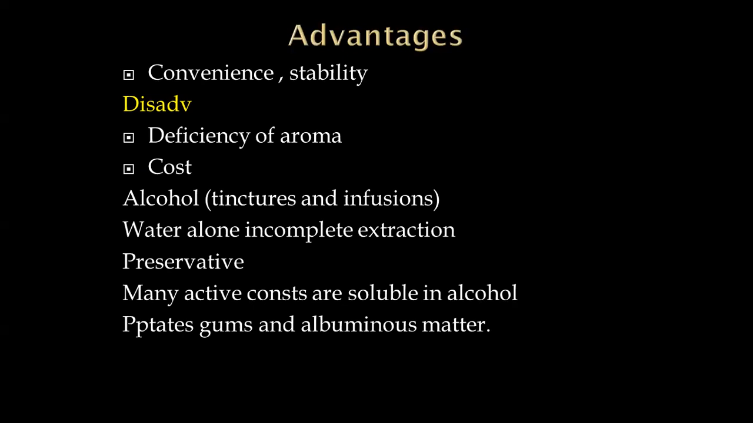This concentrated infusion, which we prepare in terms of tinctures and infusion using alcohol and water alone, won't give a complete or efficient extraction. That's why we use water, and additionally alcohol as a menstruum. In this preparation, preservative action is required, and additional preservatives can also be added. Many active constituents from plant-based material are soluble in alcohol, so alcohol is a universal solvent for extracting most plant-based active constituents.